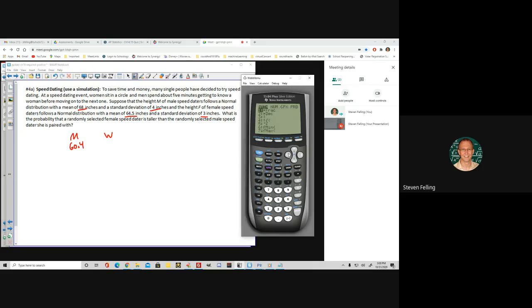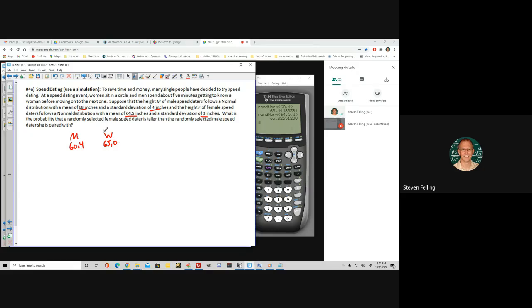So we'll go back to random normal, probability menu, type in 64.5 for the mean, comma, which is above the 7 key, 3, and then close parentheses, and that's simulating a woman. So in this case, I had a 65.0 inches tall woman. Okay, and then is it true that the man is taller than the woman? In my case, yes. I had a 65-inch tall woman and a 60.4-inch tall man, so that my woman was taller. Maybe yours is the other way around, where the man was taller than the woman.